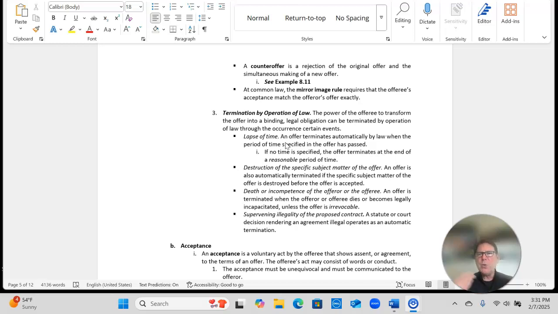Now, in the event that we don't put a time period in place, the law says that it will terminate by operation of law for a reasonable time frame, reasonable period of time. Better to write it in. Do we really want to try to figure out what reasonable period of time means? Well, that's a litigated point. That's a court argument, perhaps, what reasonable period of time is. So we always want to put in a time that the offer will terminate, a time in the future that it will terminate whenever we write an offer. Destruction of the subject matter of the offer automatically terminates the offer. Death or incompetence of the offeror or the offeree terminates as well.